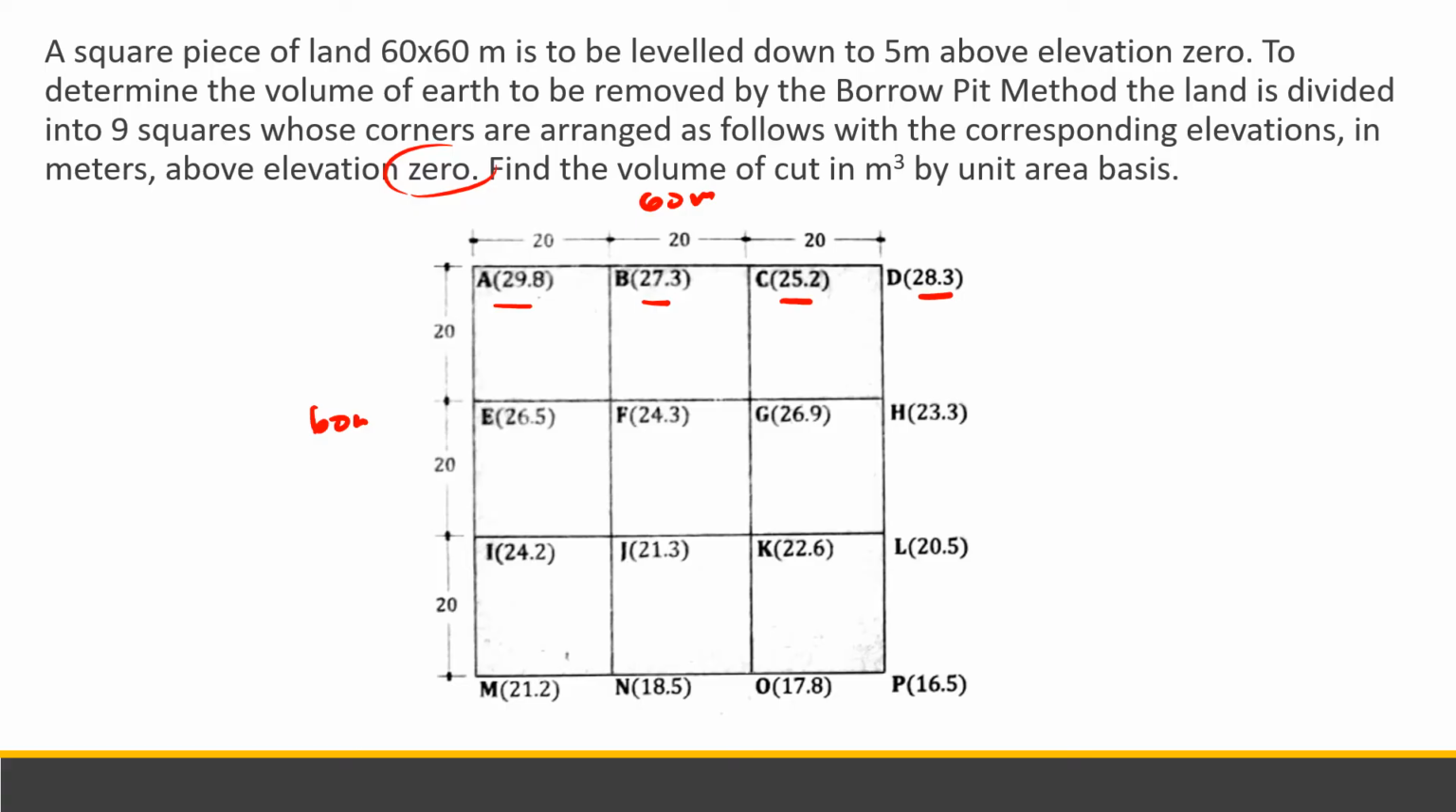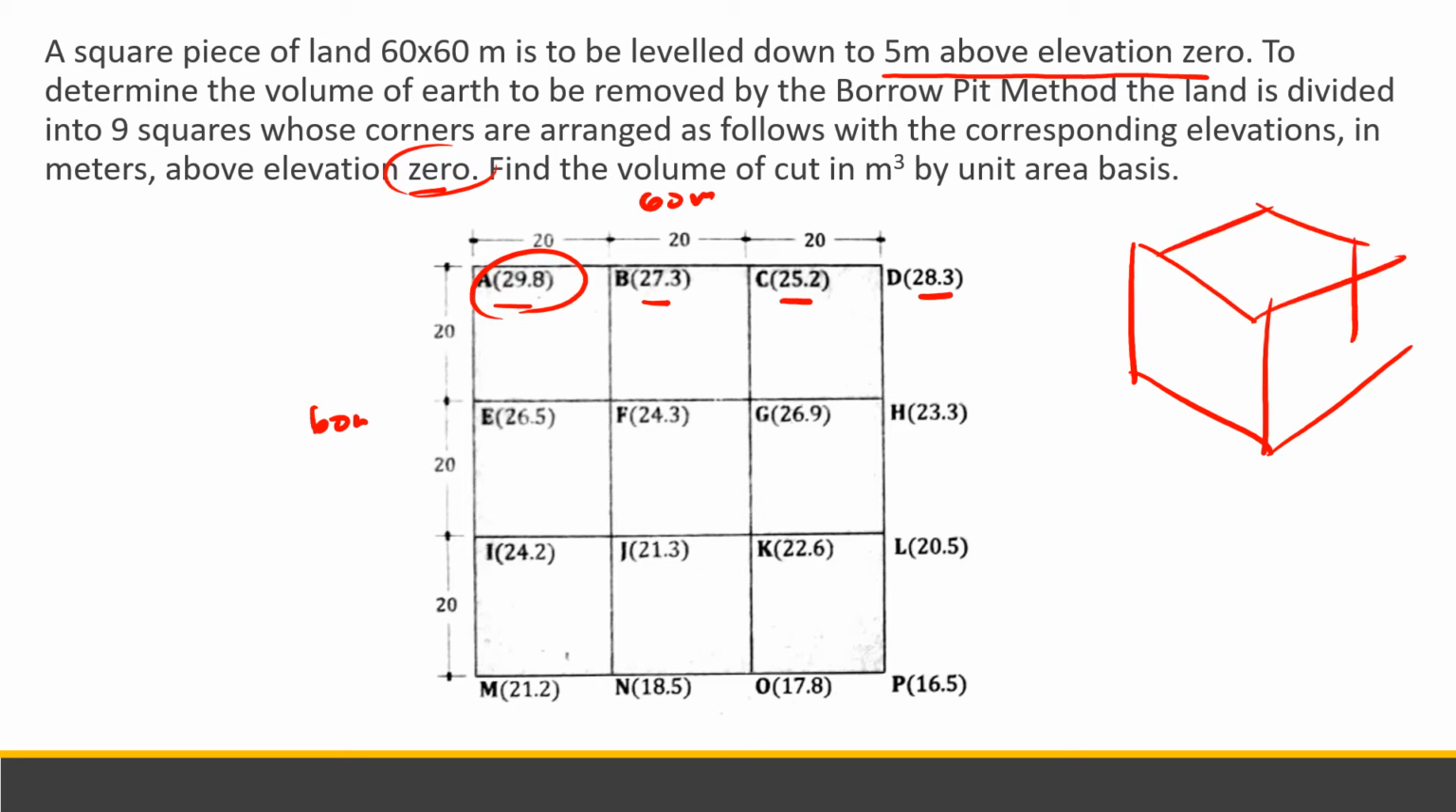So the problem here is we will find the volume of cut until the 5 meter na above elevation 0. So this elevation is from the 0 elevation. So for example, this corner here, that is 29. So say ganito siya. So this is the 29. So yung excavation natin is, this is the 0 elevation. So yung excavation natin is hanggang 5 meters lang. So ito lang yung tatanggalin na part.